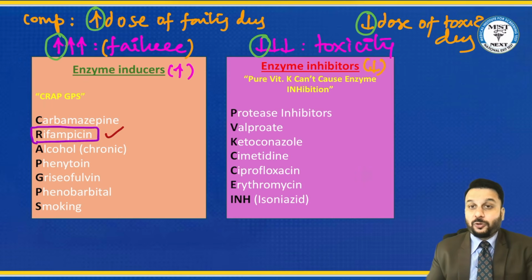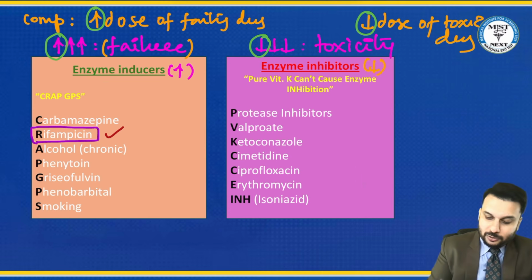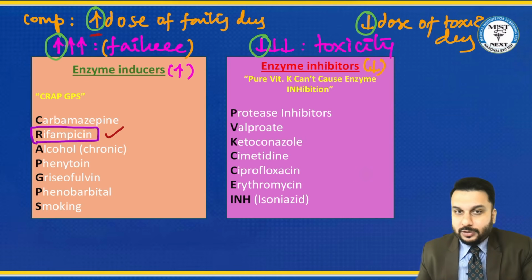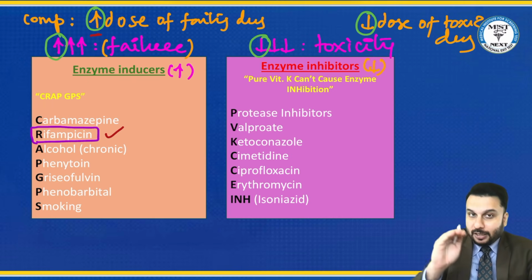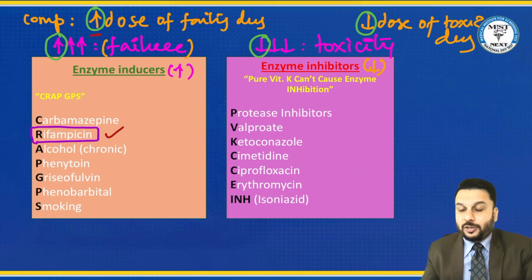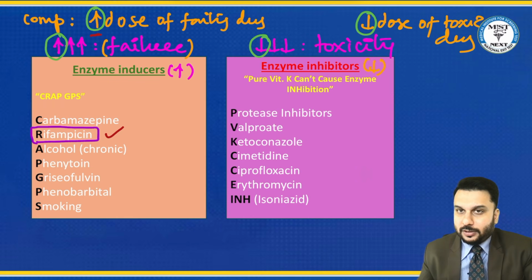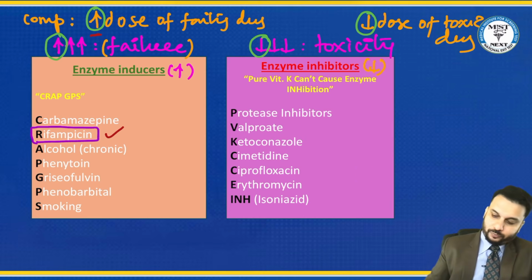So as I told you, what do you do to dolutegravir because it's failing? Double the dose. That's what I told you. Increase the dose of the failing drugs. Okay. So you have to remember which drugs can fail the others and which drugs can actually cause the toxicity of others. Mnemonics are there. You have to memorize this. Okay. This concept also they love to ask in your exam. Enzyme inhibitors and enzyme inducers. Okay.